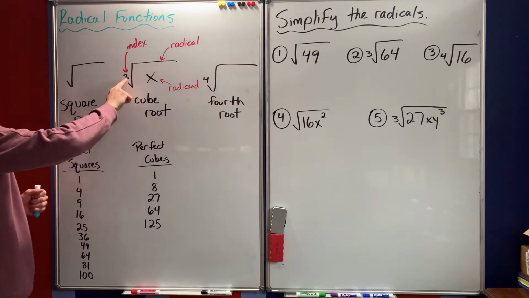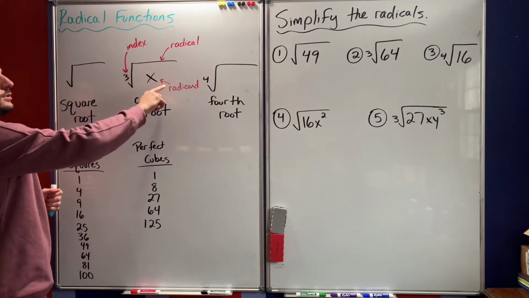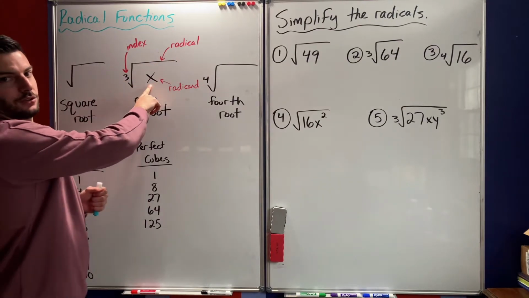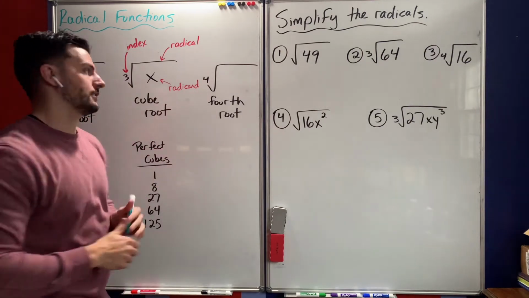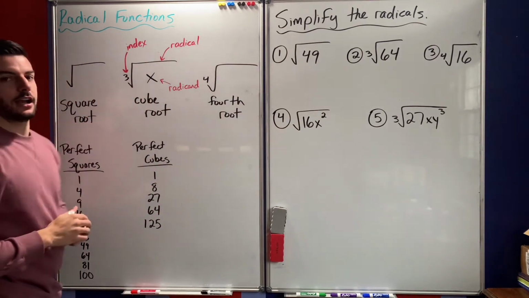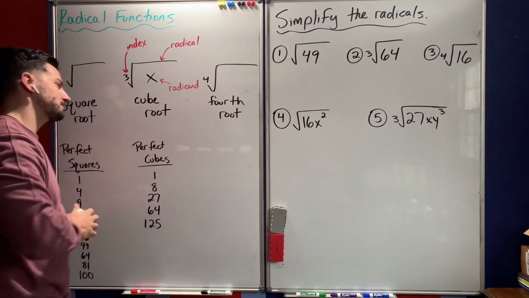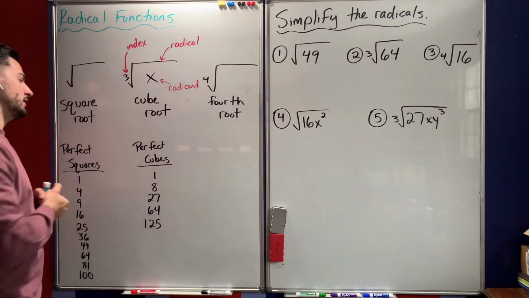So the index is this number, the radical is the actual symbol, and then what's inside the radical, the fancy name for that is the radicand. The radicand is just whatever is inside of the radical. So just some vocabulary there for you.